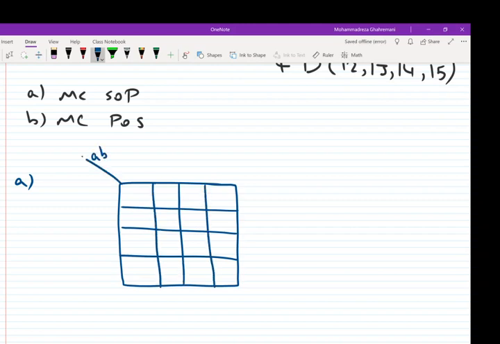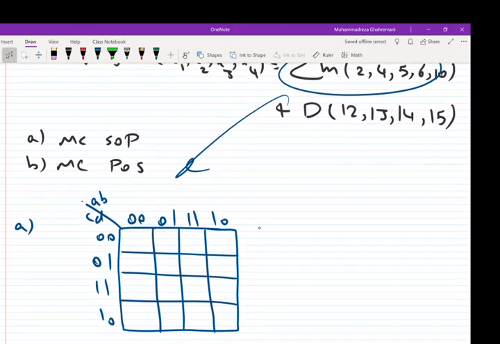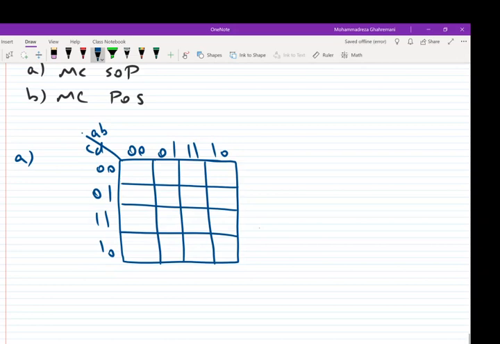Okay, A, B, C, D: 0, 0, 0, 1, 1, 1, 1, 0, 0, 0, 0, 1, 1, 1, 1, 0. We fill in the minterms. If we place these minterms in the table, we will have 1, 1, 1, 1, and 1.